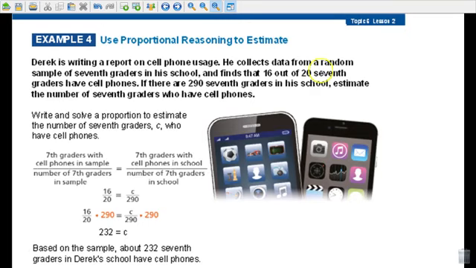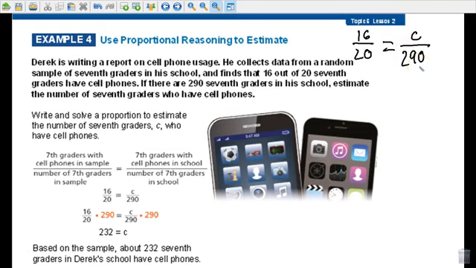So, like we did before, our sample goes first, and then we use the people that have cell phones over the total amount of people in 7th grade. So our sample is 16 because that's the part, and then the total amount of people in our random sample is 20. Okay, and then on top goes the amount of people that actually have cell phones, which is C, because we don't know how many kids have cell phones. So the total 290 goes on the bottom.